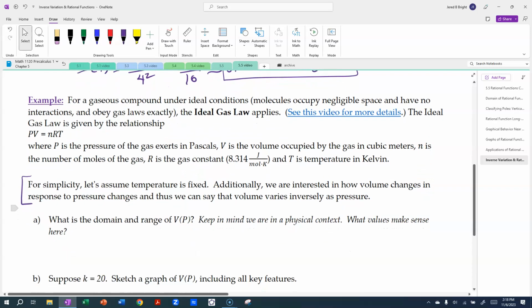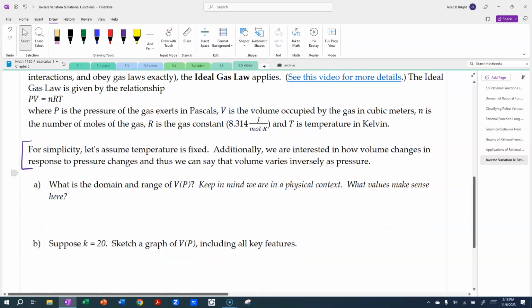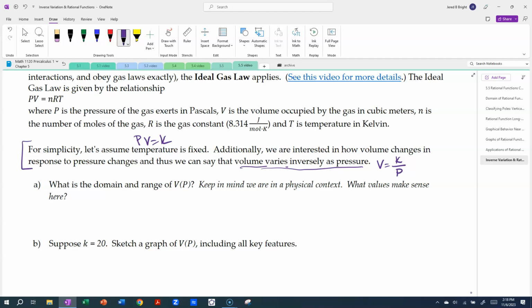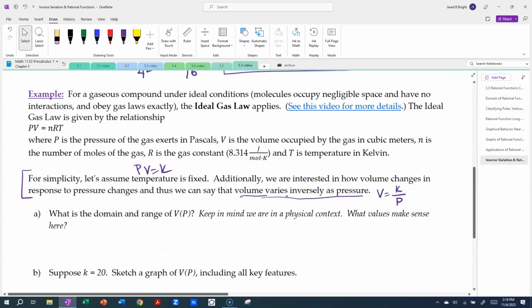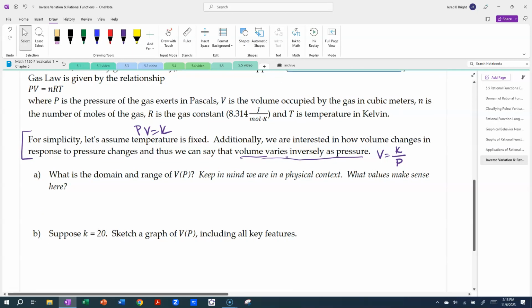For simplicity, we're going to assume temperature is fixed, so this whole side is a constant. So it's like PV is equal to K. And so we can say volume varies inversely as pressure. V is equal to K over P. All those words, and we just needed the last sentence. Reading is a valuable skill.